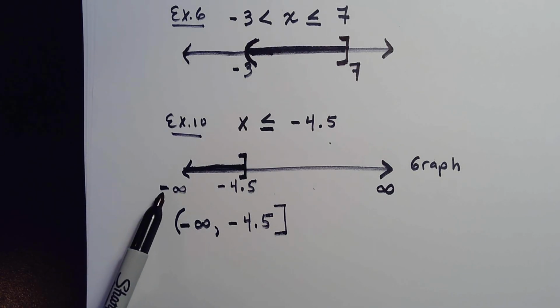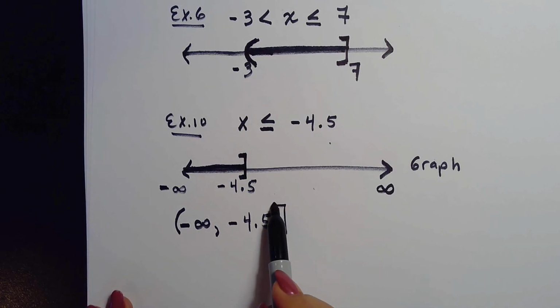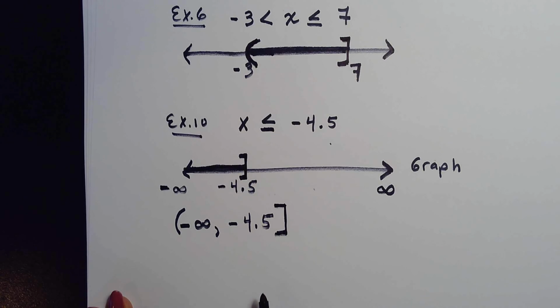So from negative infinity, comma, to negative 4.5, close parentheses at negative 4.5 because you are including negative 4.5, open parentheses at negative infinity because negative infinity does not have a bound, at least for this course. There's something called the extended real number system where we close negative infinity and positive infinity, but that's for doing proofs, and that's not what we're doing in this course.